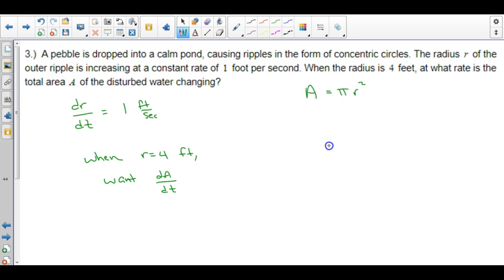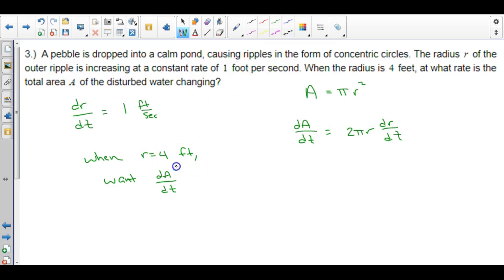And we are going to again derive this with respect to t. So the derivative of area with respect to time is dA/dt. I'm just going to keep pi in front as a constant here. The derivative of r squared would be 2r, and then dr/dt. So I'm going to keep the pi with it, so I'm going to call it 2 pi r dr/dt. So we've got our formula done.